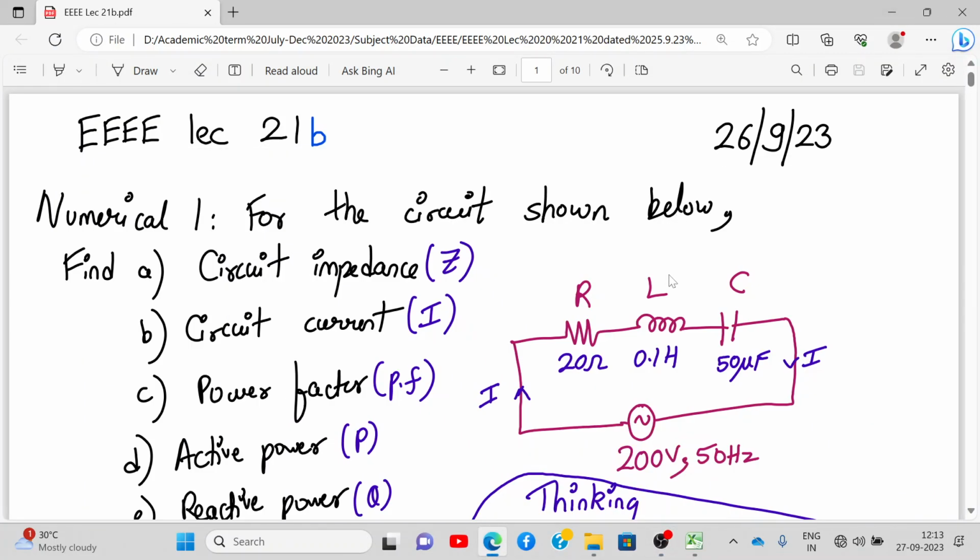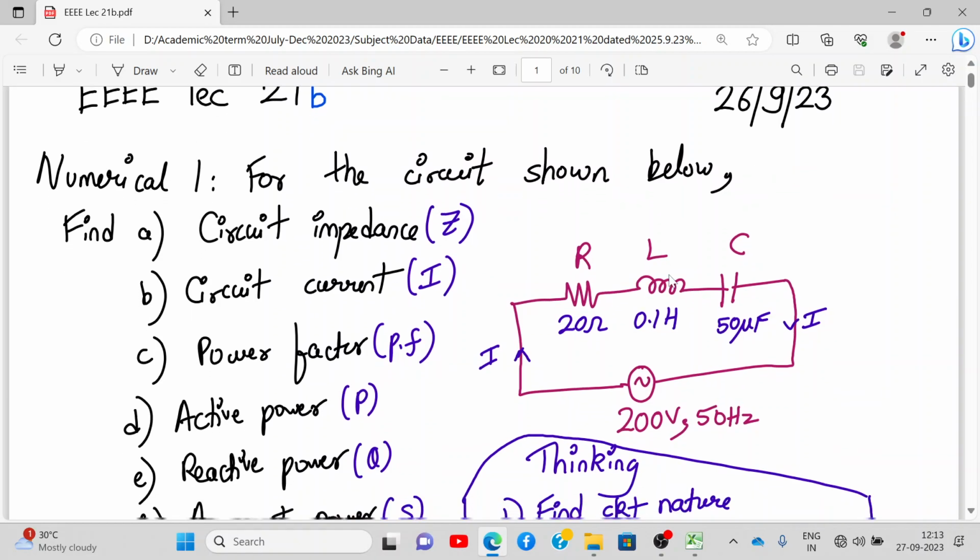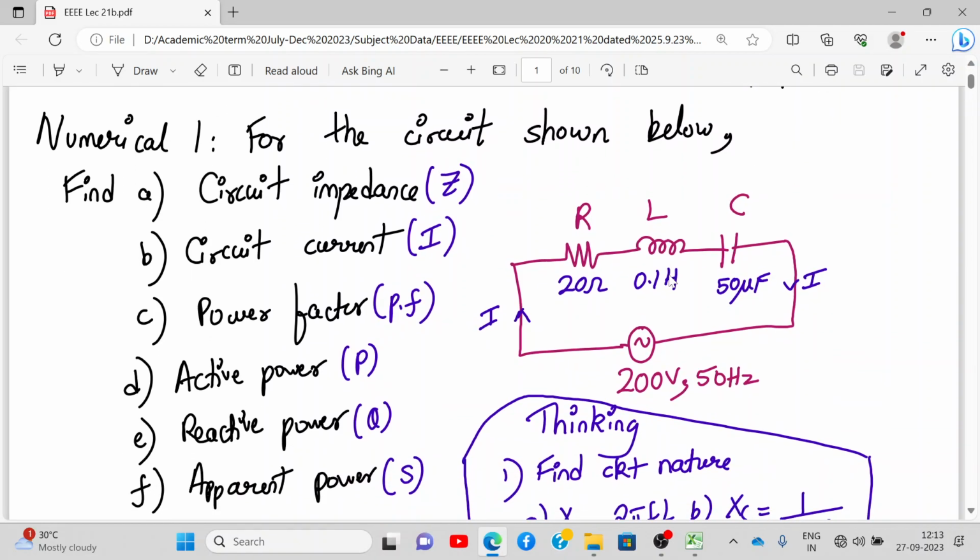Okay, so in the last lecture, we started with RLC series circuit analysis, and we completed the cases for XL greater than XC and XC greater than XL. For both cases, we drew the phasor diagram, voltage triangle, impedance triangle, and power triangle, and saw the various expressions. In the last lecture, we couldn't complete this, but we have written the thinking process. So let's start with numerical number 1, then we'll move on to lecture number 22.